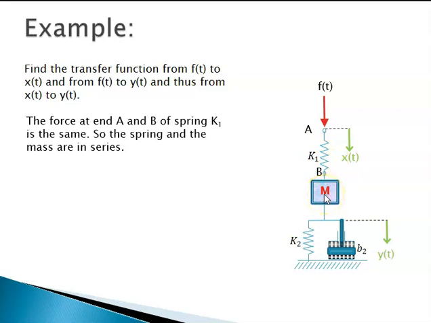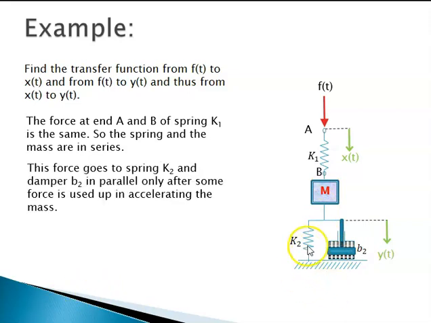However, you can note something surprising regarding M, K2 and B2. It can be very clearly seen that this K2 and B2 are in parallel because the force is shared amongst them. Some part of the force goes to K2, some part of the force goes to this B2. However, you can see that the force that is coming from this point B, some part of it is used up in accelerating this mass, and only the remaining force goes to this parallel combination.